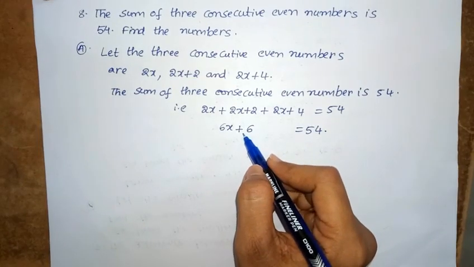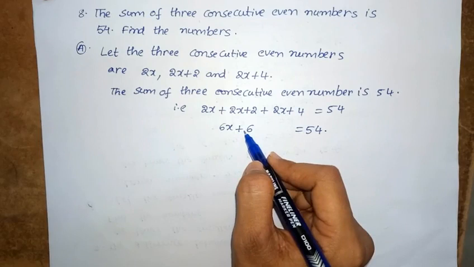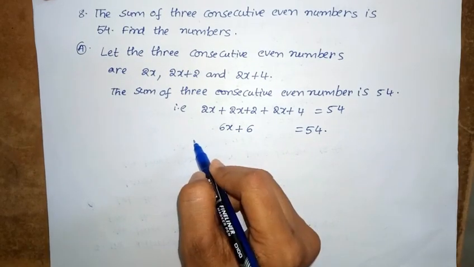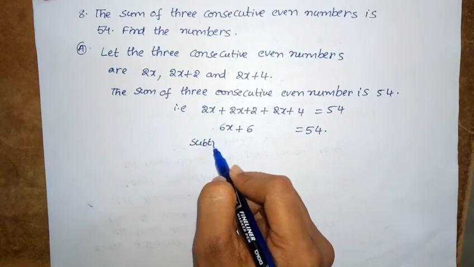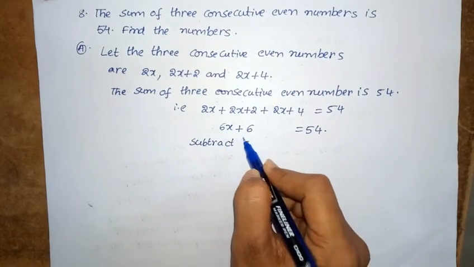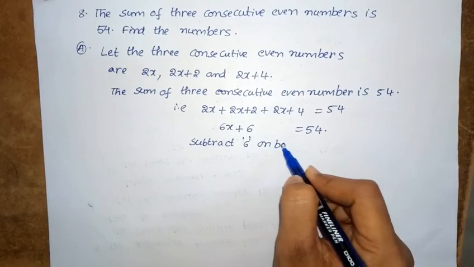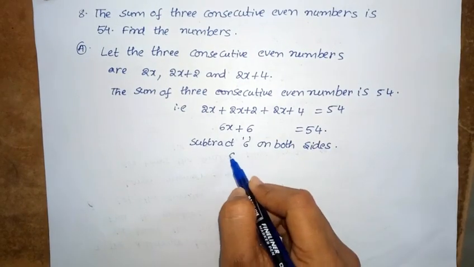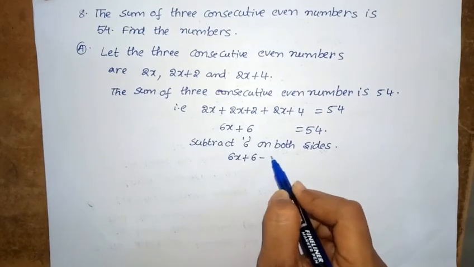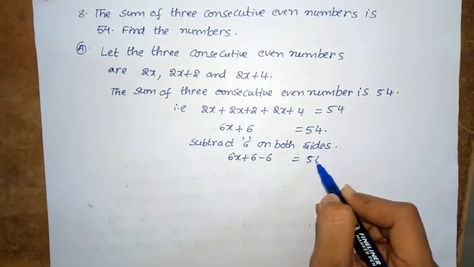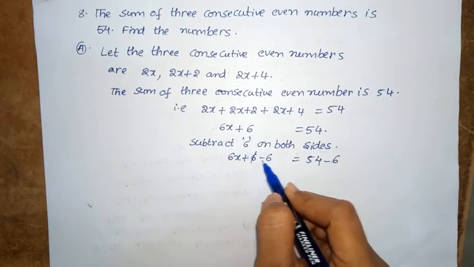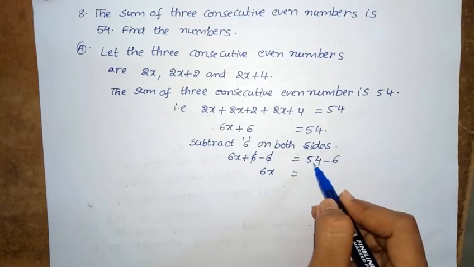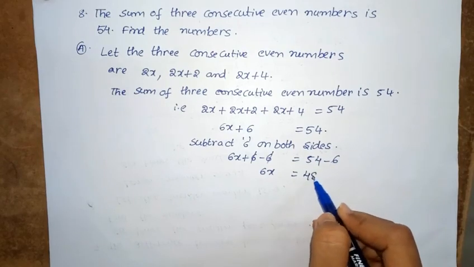So in this simplification, find the x value. Remove the remaining terms. Remove 6 by subtracting 6 on both sides. 6x plus 6 minus 6 is equal to 54 minus 6. Plus 6 minus 6 equals 0. So 6x is equal to 54 minus 6, which is 48.